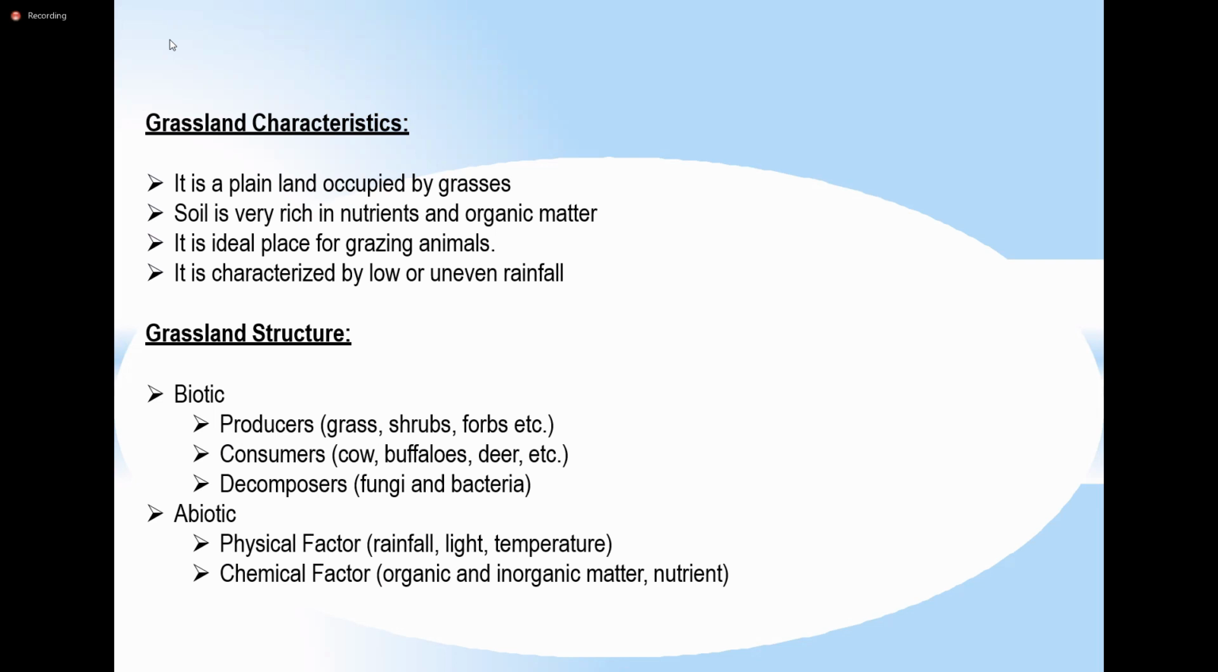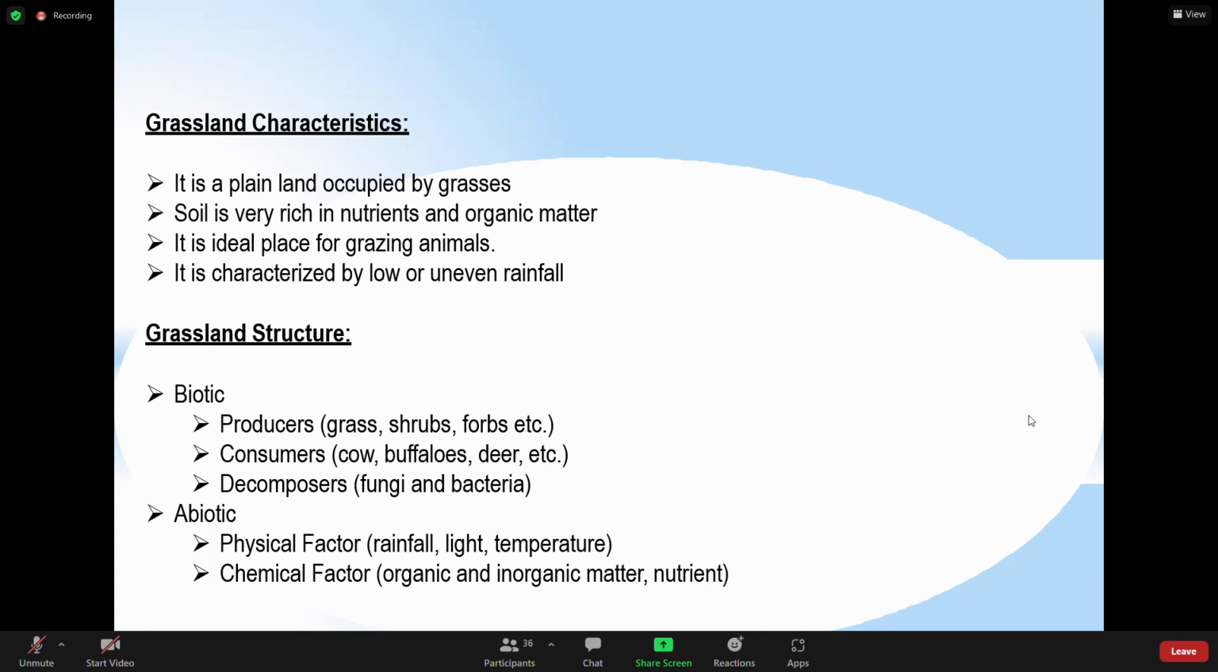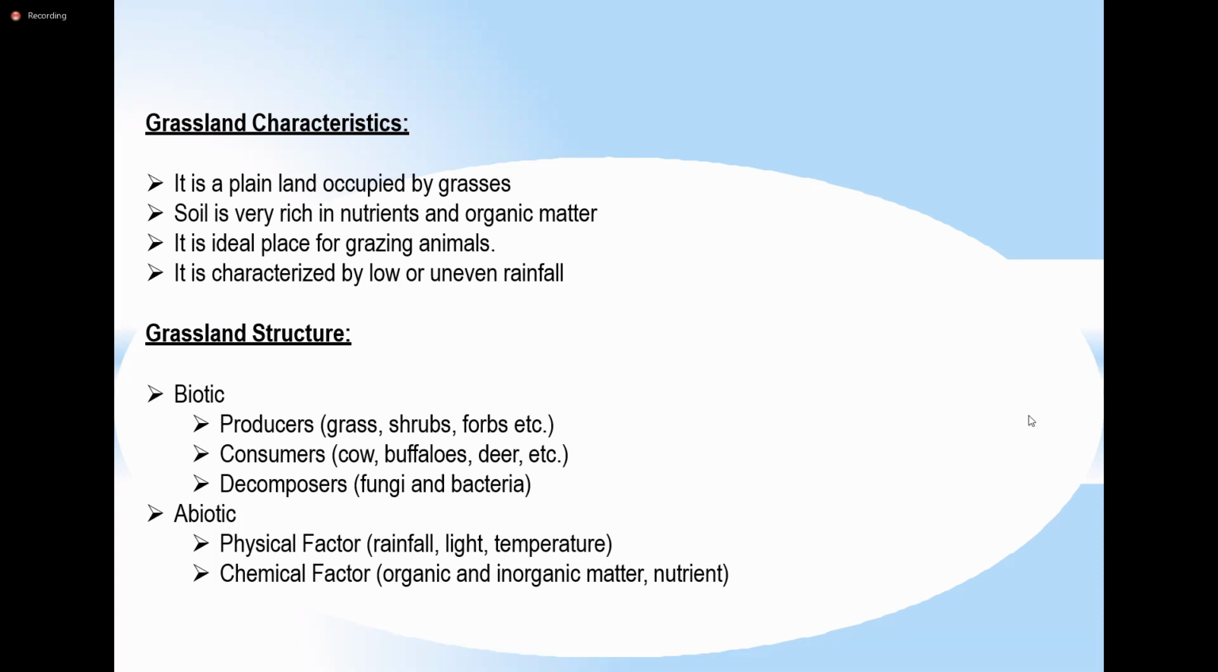Grasslands are there. That's why they have a large population of cattle over there. It is characterized by low or uneven rainfall. Grassland structure, they also have biotic and abiotic components.